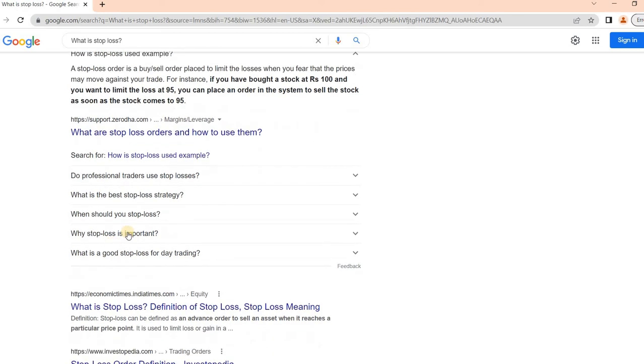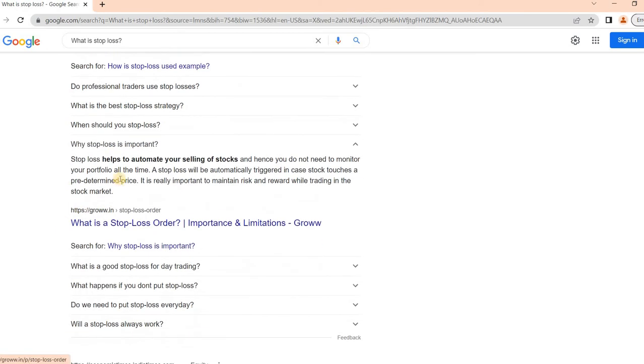Okay. So why is stop loss important? Stop loss helps to automate your selling of stocks, and hence you do not need to monitor your portfolio all the time. So essentially what happens is that when we buy a stock, we continually have to see what is happening. We bought it at 100 and in our mind, let's say, below 95, if it goes, I want to exit the system. So you can do two things. Either you can look into the screen the whole time and see how the price is moving. If it reaches 95, then you can manually get out. So that involves looking at the screen the whole time and seeing what is happening.